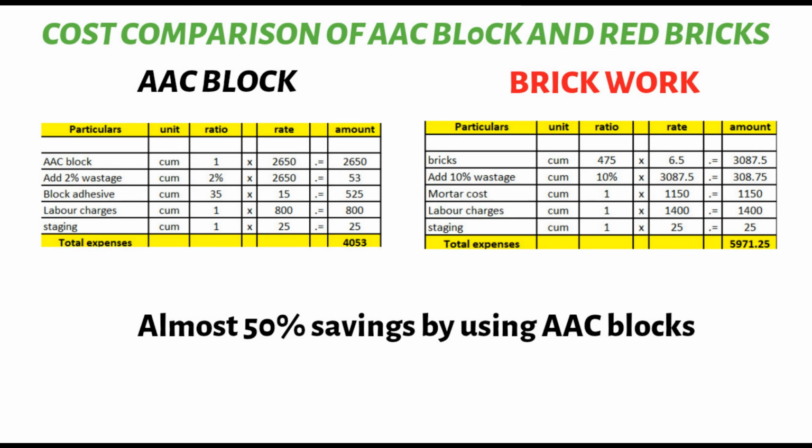Whereas for brick, the average cost of a brick is around 6.5 rupees anywhere in India, and it can be more in some places. It requires 475 bricks in a cubic meter, and 10% is the normal wastage. The mortar cost is around 1150, that calculation we showed you earlier. Labor charges will be around 1400 rupees per cubic meter and staging around 25 rupees. The total cost works out to around 6000 rupees per cubic meter, which is 2000 rupees higher than AAC blocks.